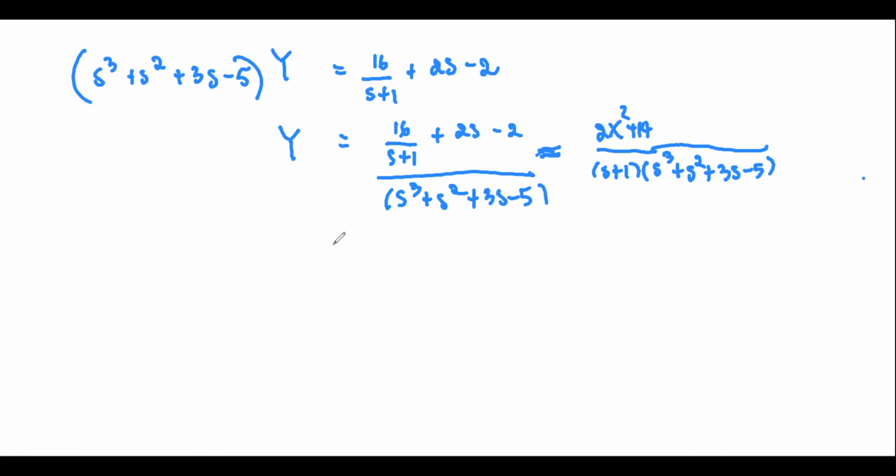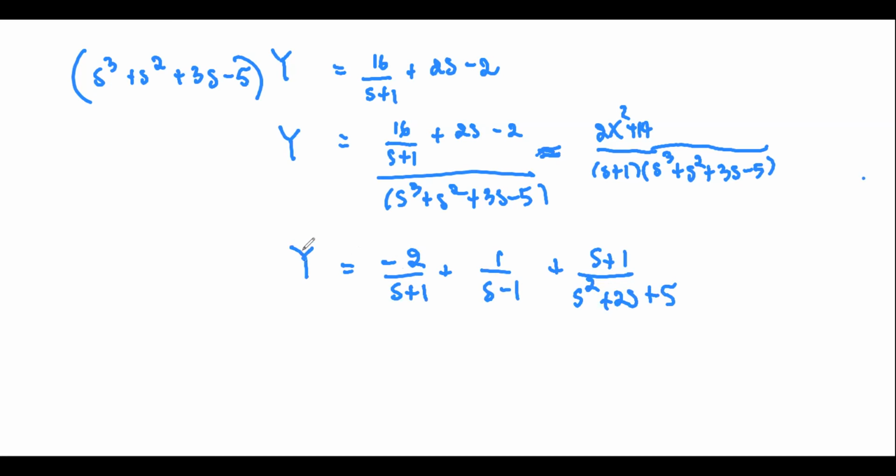Okay, what did you get? Negative 2 over s plus 1 plus 1 over s minus 1 plus s plus 1 over s squared plus 2s plus 5. Okay, all right. Yep, the same as what I got. Thank you. So the uppercase Y is the Laplace of the lowercase y.